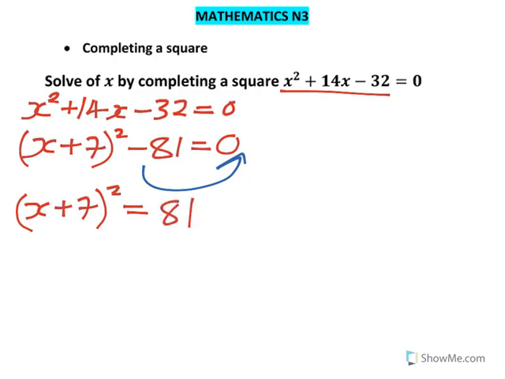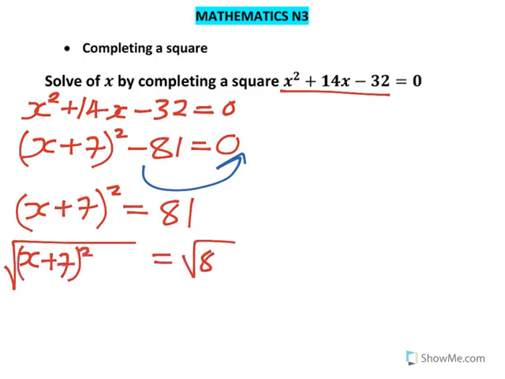Now, how do you continue after this? You are going to square root both sides. So you are going to find the square root of x plus 7 squared. What you do on the left, you do on the right, square root of 81. When you do that, you are going to have x plus 7 is equal to, because when you put a square root on a square, the square disappears. But you write it like this, plus or minus square root of 81, which is 9.